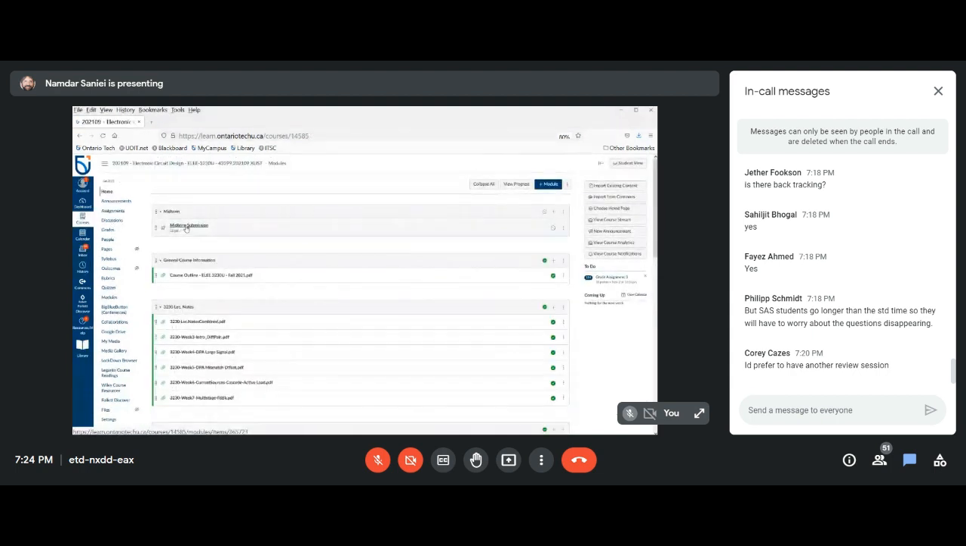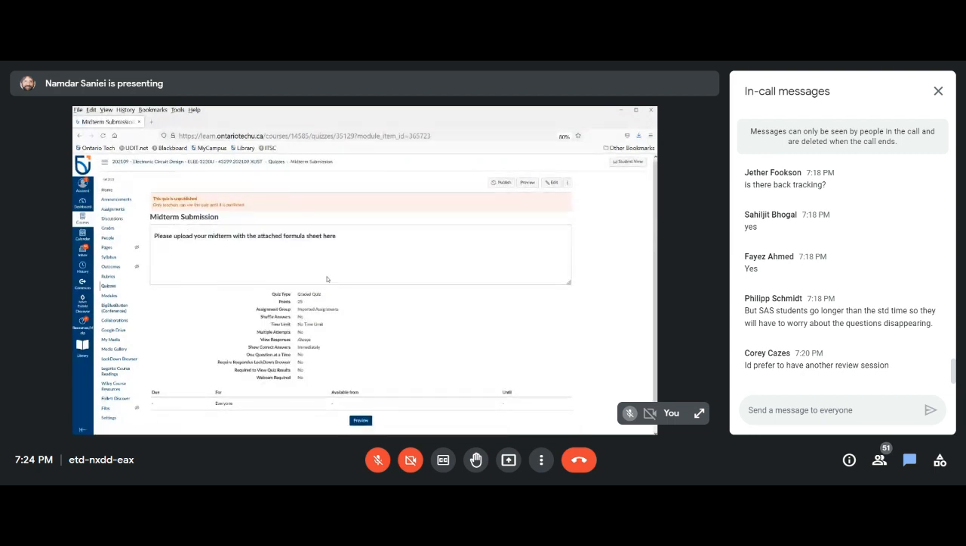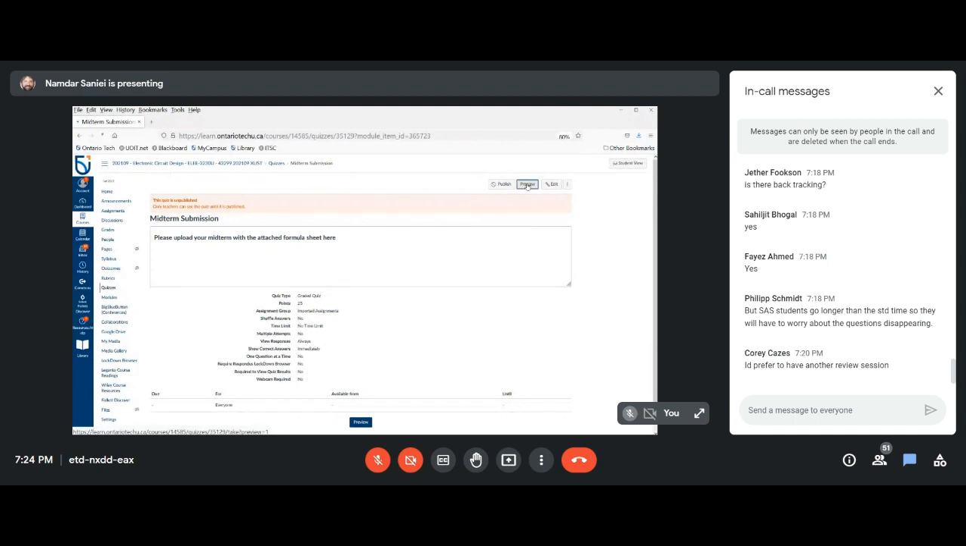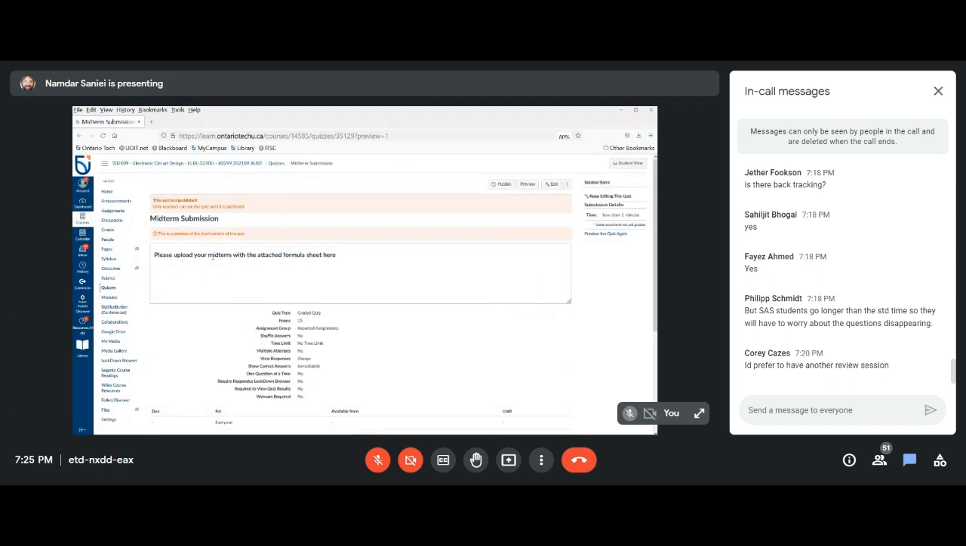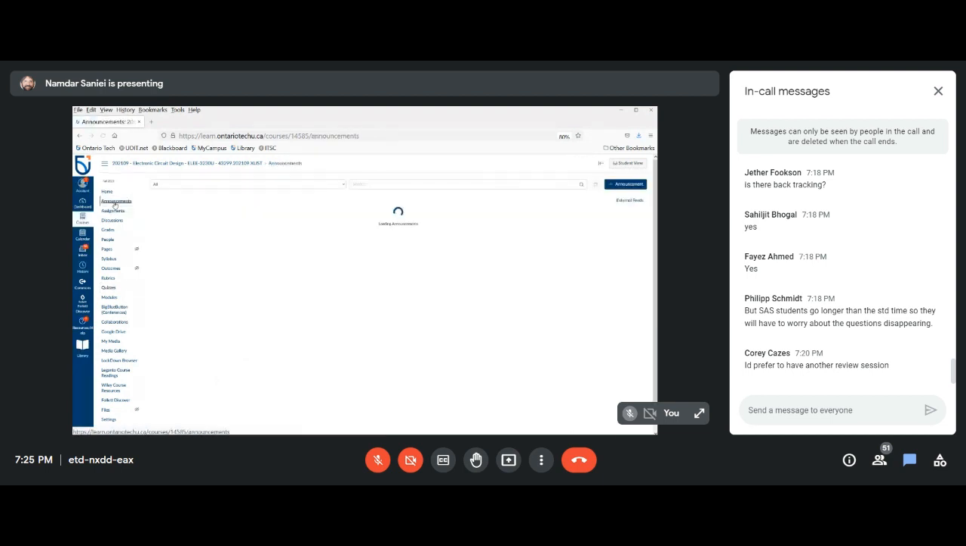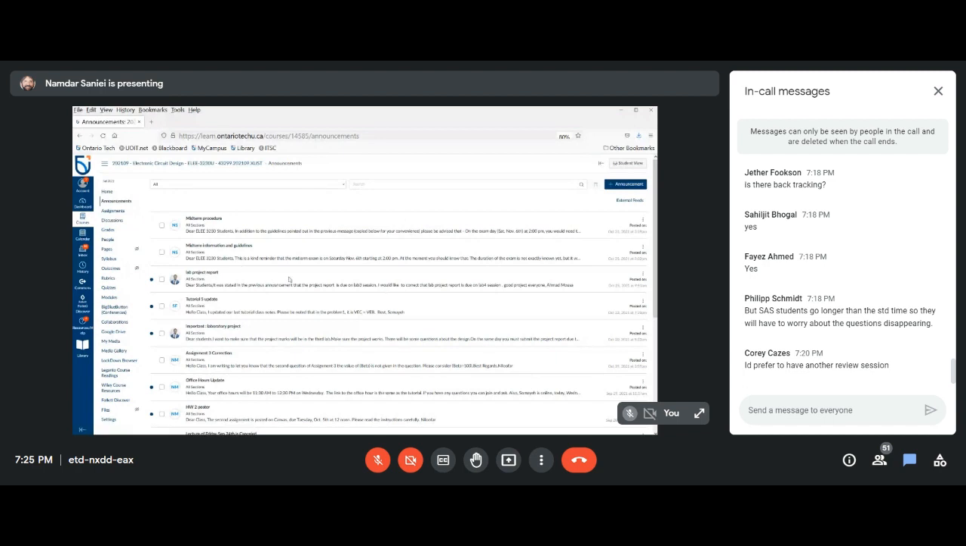You see, if you click on midterm submission, and preview it, there is a choose a file button that you click on, and you select your file in order to upload it by submitting the quiz. So it's like you're taking a quiz, but it is actually just the submission of the midterm through a file upload. Okay, that's pretty much it.